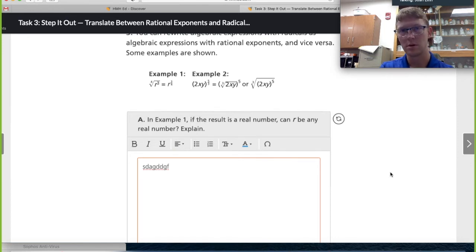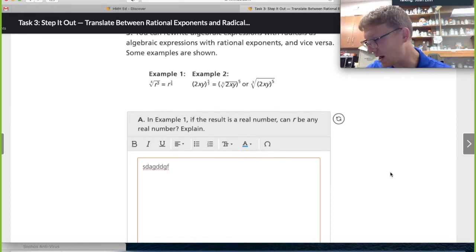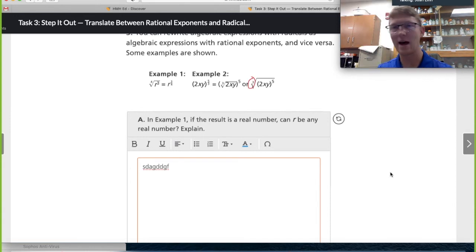So since this is odd, you can have a negative underneath there, and then your answer would be negative as well.